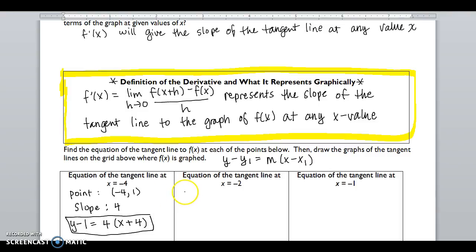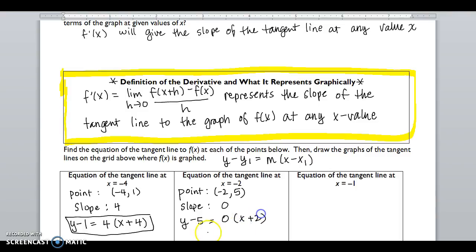All right, so try the next two on your own. Pause the video. Really pause the video and try it out yourself. All right, so I'm working on the second one. Hopefully you actually try them out.